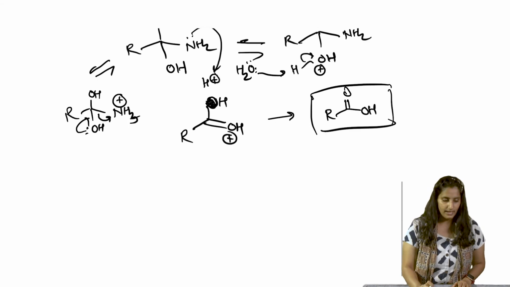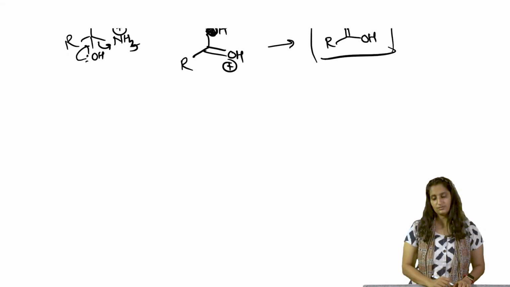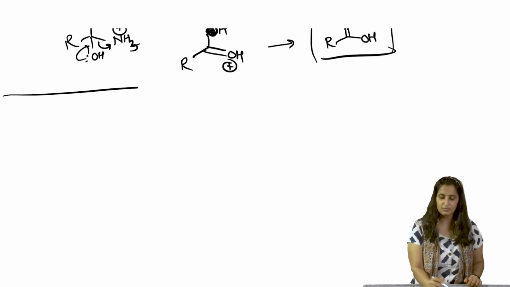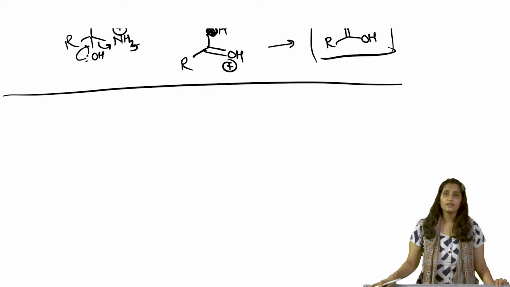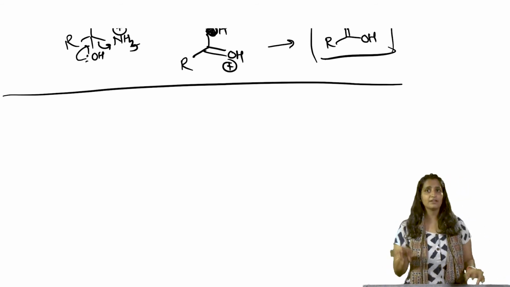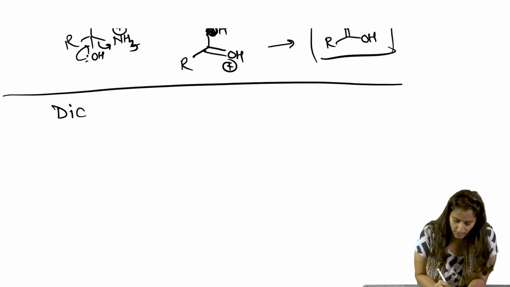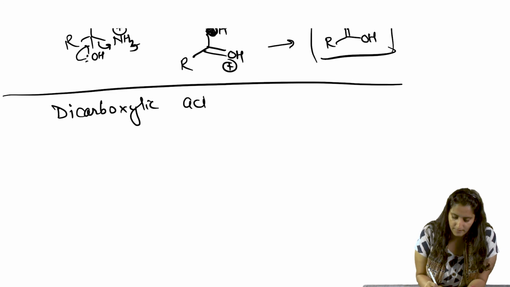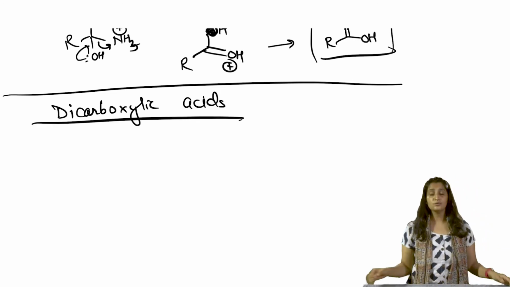Okay. Let us go ahead and look at the next chapter in this particular week, which is dicarboxylic acids. Now, dicarboxylic acids meaning having two COOH groups, right. In fact, you can have more than two, okay, but we are going to restrict ourselves to two COOH groups.